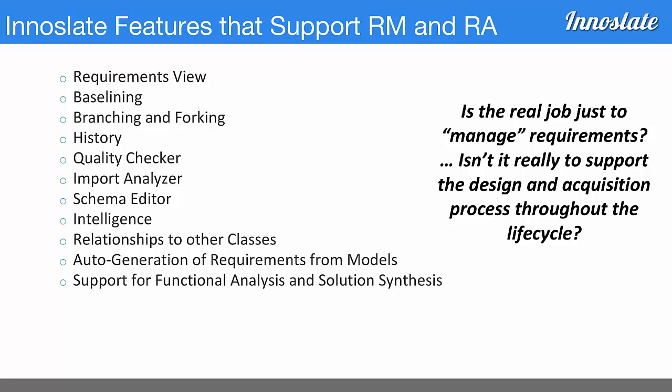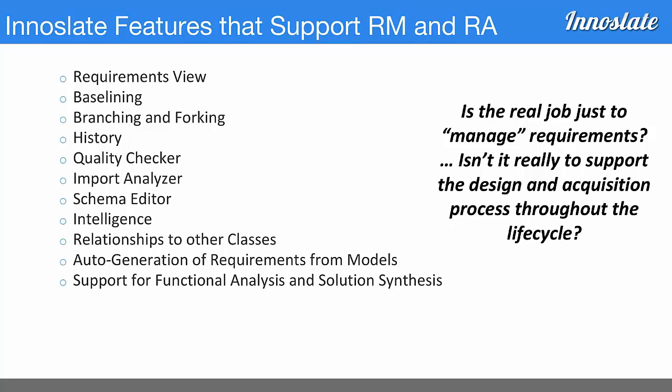Okay, so some of the features that Innoslate has, we have a requirements view, a baselining capability, branching and forking, so you can actually configuration manage the entire model with that. History, another configuration management feature. That's at the entity level. Quality checker, that actually takes those quality attributes we talked about and walks through them and uses them. And of course, import analyzer to bring the data into the tool.